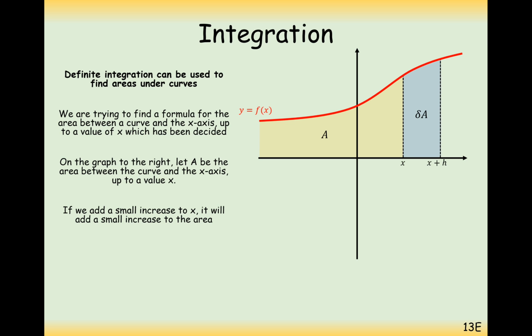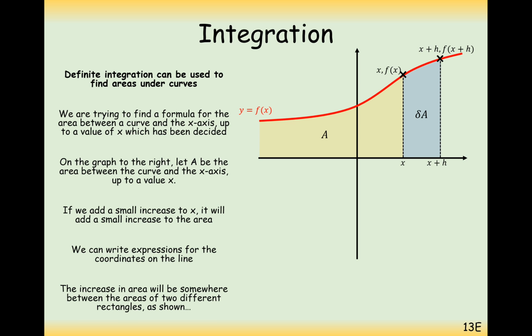So the small change in A is going to be brought about by increasing the value on h just by a little bit. Okay, so we can effectively write the coordinates here on the graph as x, f of x and x plus h, f of x plus h. So we're going to look at just adding on a small sliver of area onto the f of x curve here. Now what we're going to do is try and calculate this area in two different ways.